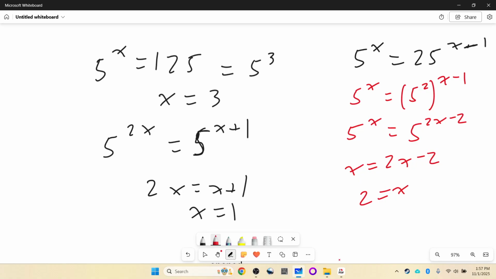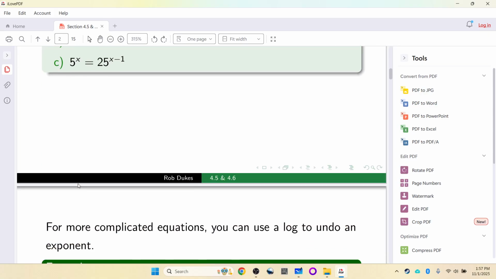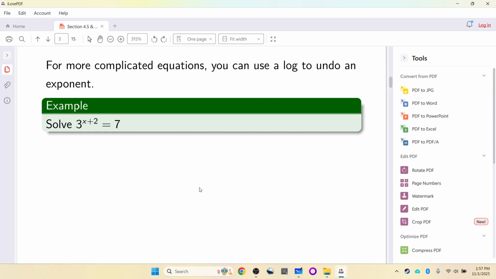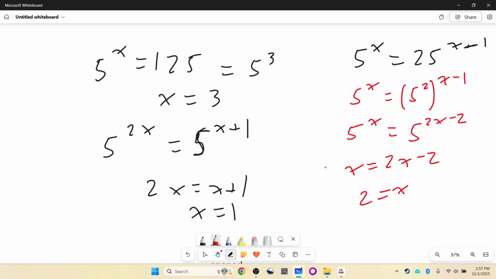Now, usually we're not able to match them up quite that nicely, but fortunately we have a function that undoes exponents, and that's the logarithm function. So if I see an expression like this, 3 to the x plus 2 equals 7, how do I get that x out of the exponent? Well, I use a log. I say, okay, the equation is 3 to the x plus 2 equals 7.